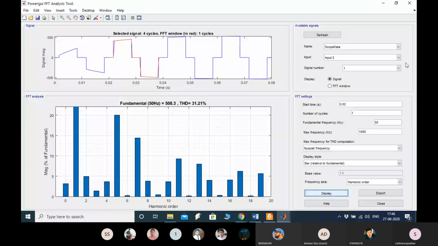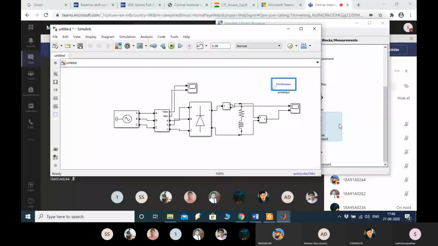Clear? Any doubt regarding this? Obviously, you can also find out the power and power factor, everything from here.